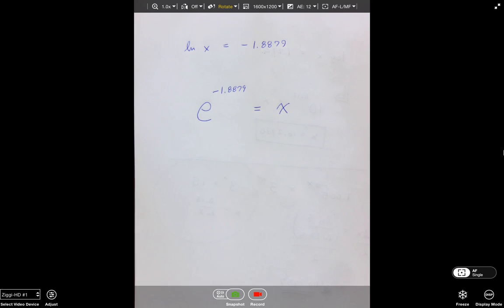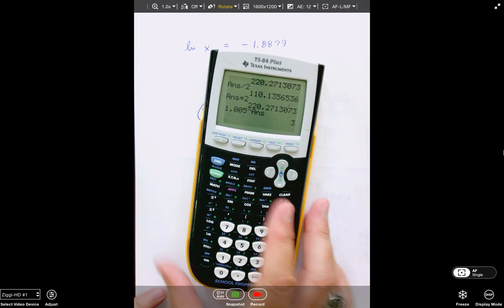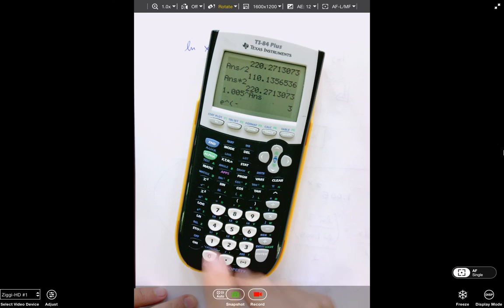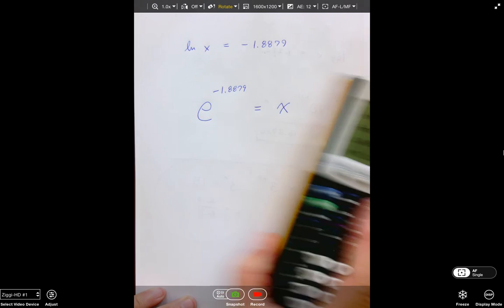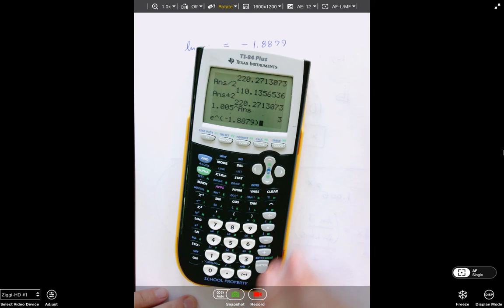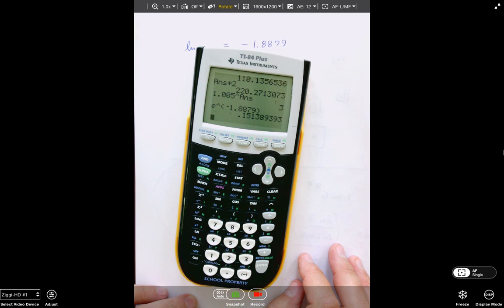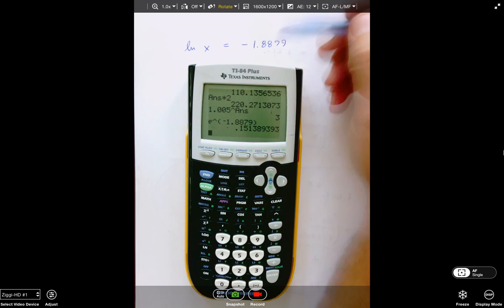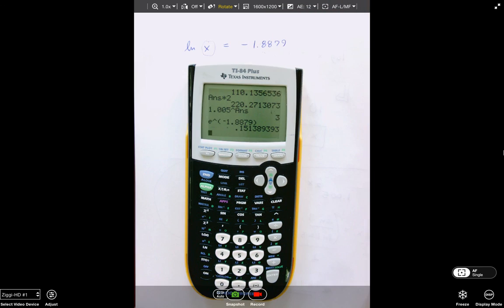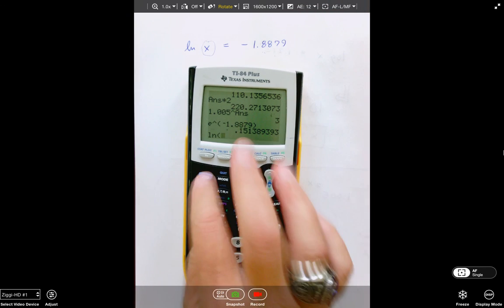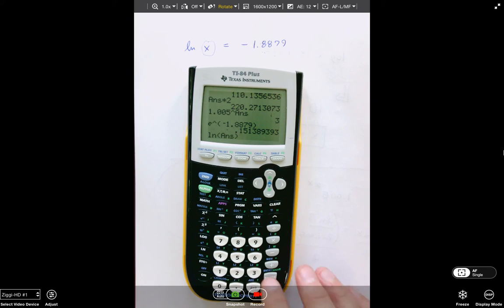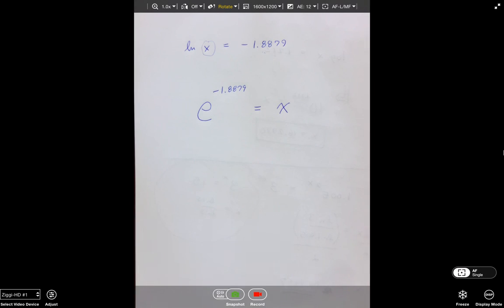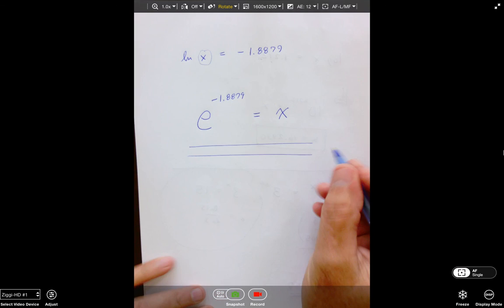So gang, all I got to do is put e to the negative 1.8879, and I got my answer. Now, are we sure that's right? Well, the original problem is the natural log of what our answer is, and it needs to be negative 1.88, so let's just do it. The natural log of the answer that we just came up with is indeed going to be exactly what we need. All right, guys, I'm tired of messing with you, probably bombarding your brain and driving you crazy.